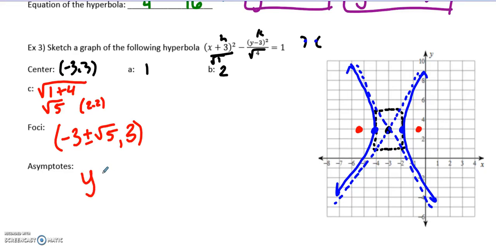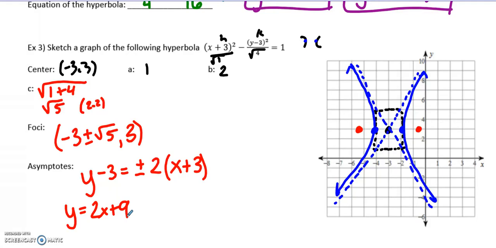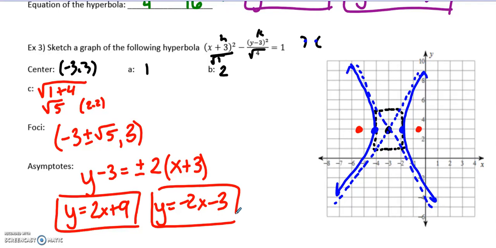It's going to be y opposite k equals plus or minus b over a, which is just 2 over 1 in this case, and x opposite k. So when I distribute, I get 2x plus 6, and then plus another 3 is plus 9, and I get negative 2x, minus 6 plus 3 is minus 3. So if you look at my graphs, my sketch is fairly accurate. The lines aren't exact, but they're a pretty good approximation of where this is going. So there's my example 3.